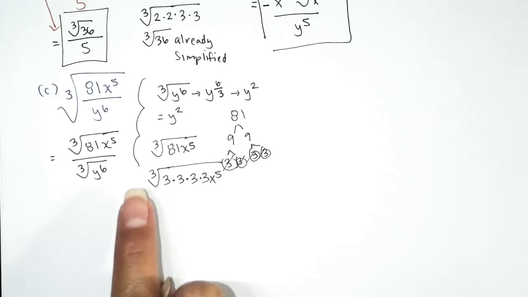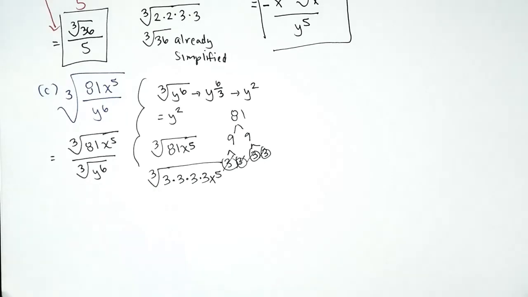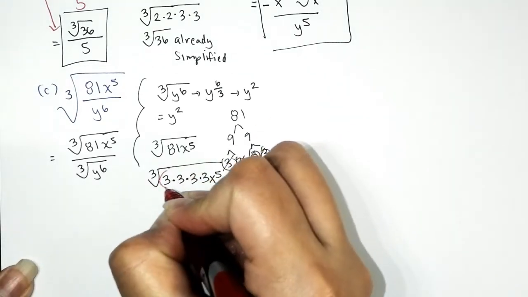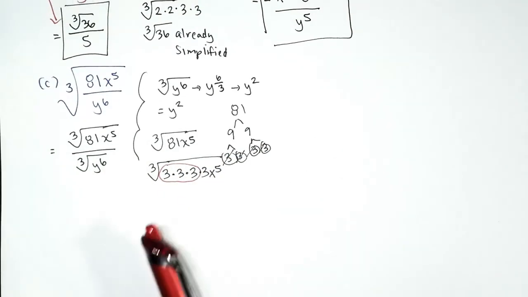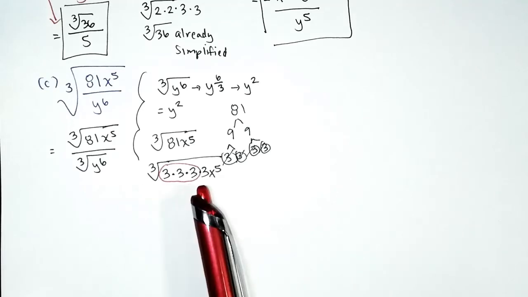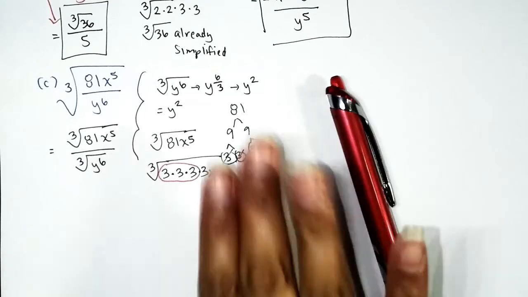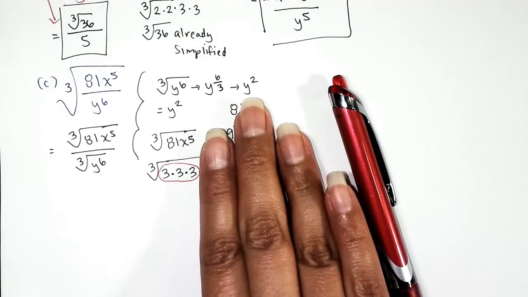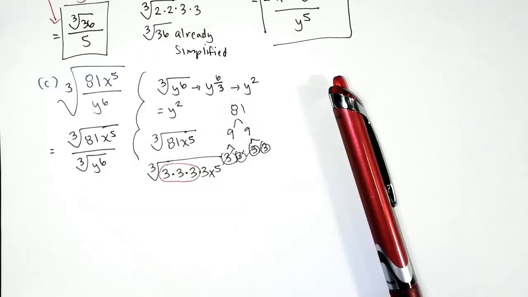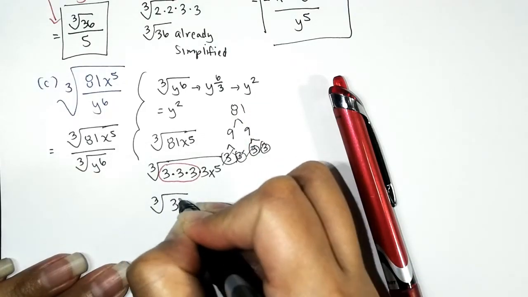Since the index is 3, we want to make groups of 3, and everyone needs to wear the same suit. 1, 2, 3. Now you have some options. You can write the simplified product of 27 and then ask yourself what's the cube root of 27, or you can just use exponents for repeated factors. That's how I'm going to take it. That will give us the cube root of 3 to the 3rd power.